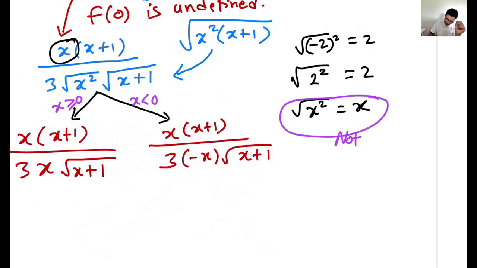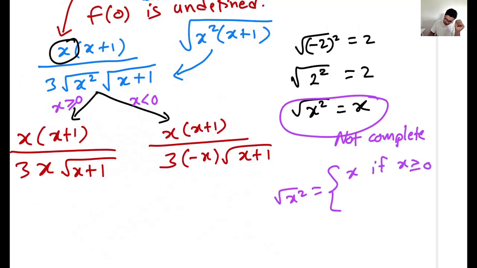That statement is not complete. What you should say, a complete statement, is under root x square is x if x is equal or greater than 0, negative x if x is less than 0. This is like the absolute value function definition. Actually, the best way to define under root x square is the absolute value of x. That is a precise way of defining.